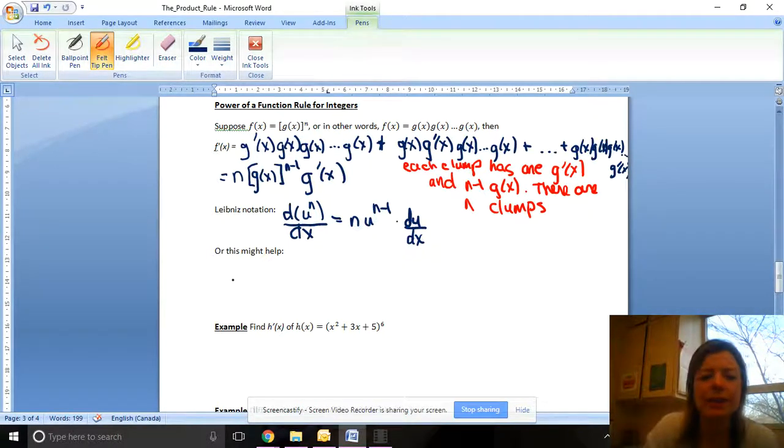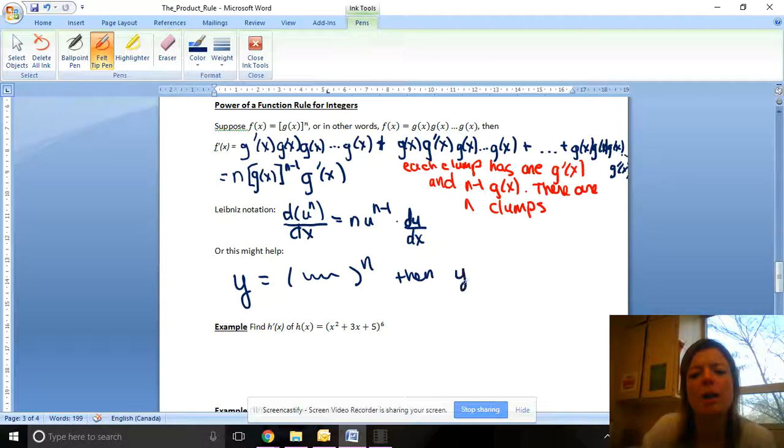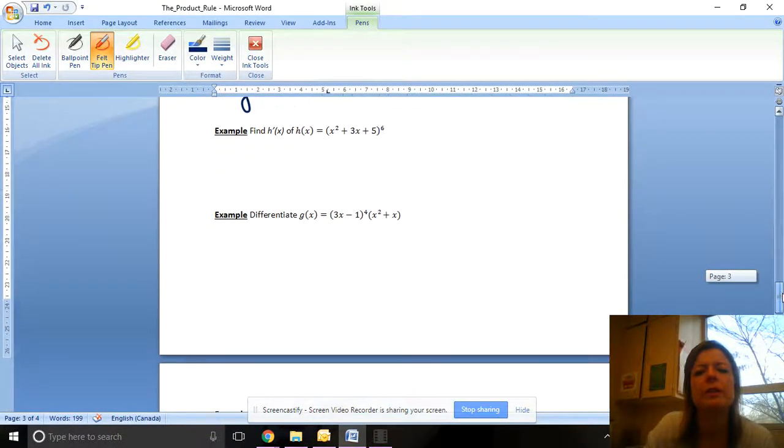Or this might help. Here's my weird Mrs. Lean's way. If you have blah to the power n, then y prime is n, keep blah the same, n minus 1, but then you've got to multiply it by blah prime, the derivative of that. All right, so let's actually do this.